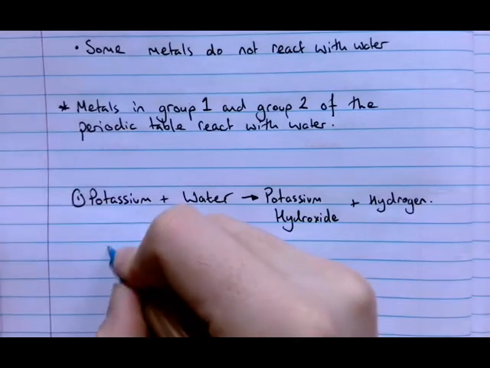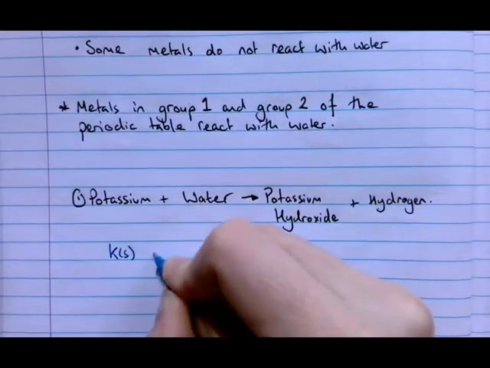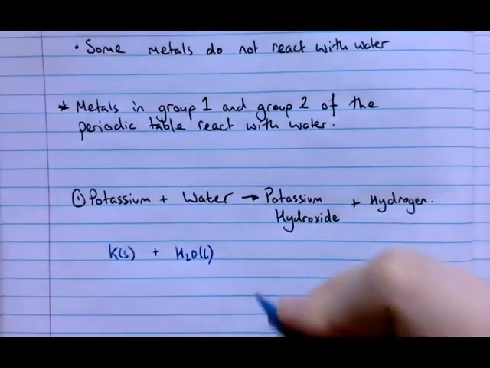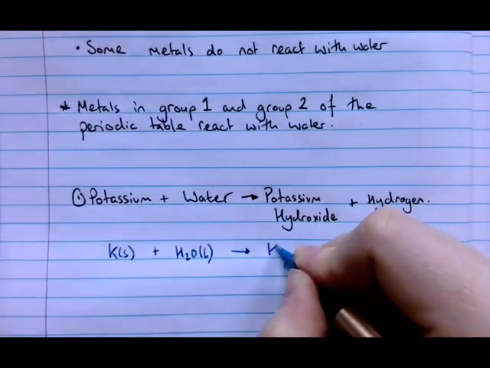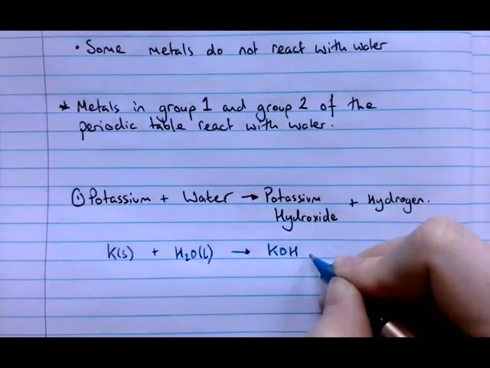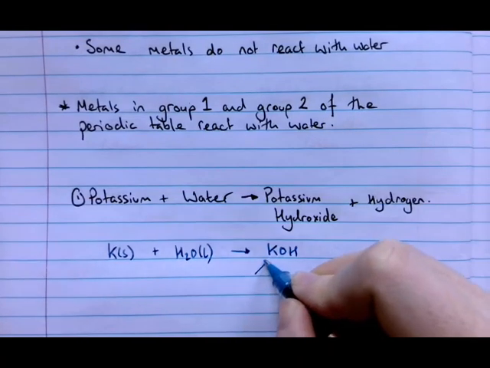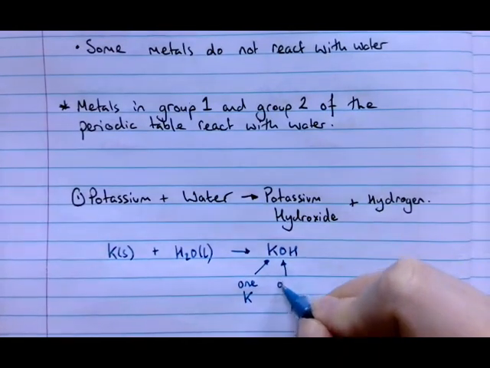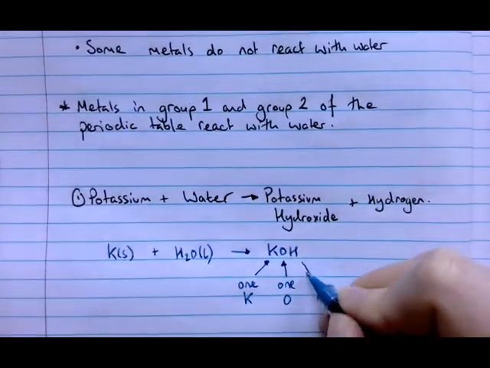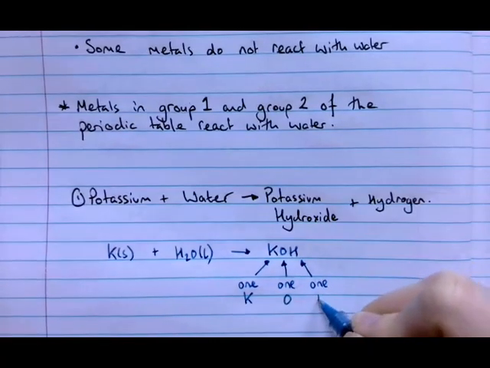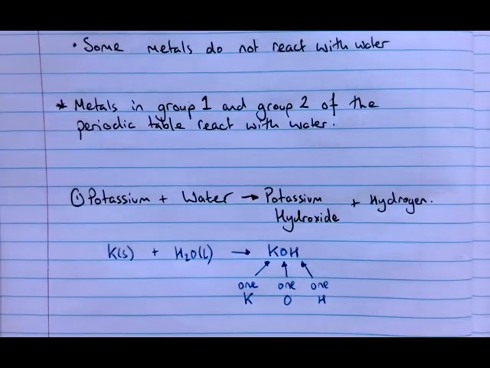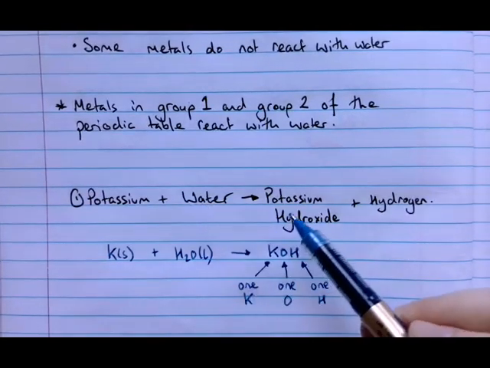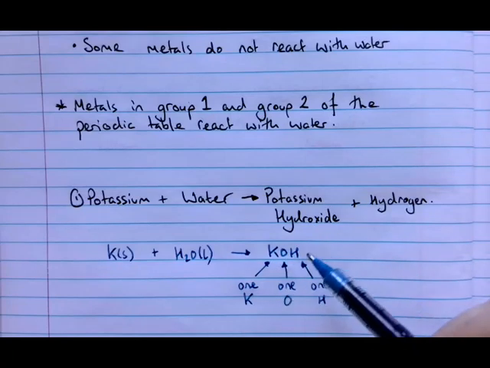As always, if we were to write these out as simple equations, well, potassium is a metal, so that's going to be solid potassium, and water is a liquid, so it's an L for liquid, and then potassium hydroxide has the formula KOH. So we've got one atom of potassium, one atom of oxygen, and one atom of hydrogen. Now that is going to be dissolved in the water. So it reacts to make this, and then this dissolves in the water.